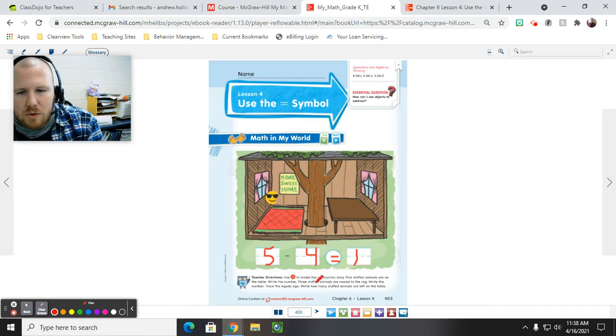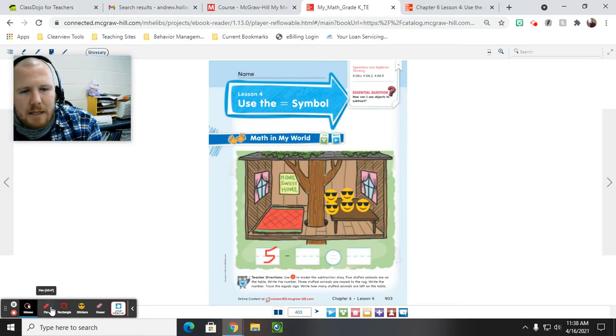But this story says 5 stuffed animals are at the table, and then 3 stuffed animals are moved to the rug. Okay, so how do we do that? Well, let's try that one. Stuffed animals. We'll say this is a stuffed animal. 1, 2, 3, 4, 5. That's fine. So we had 5. Kind of did that one already. So we have 5, but then it says to move them over.